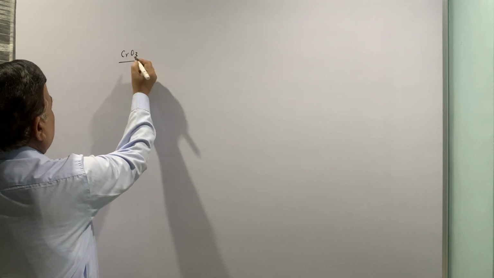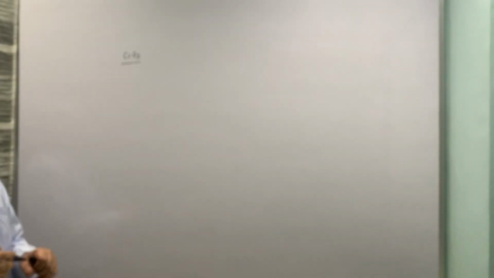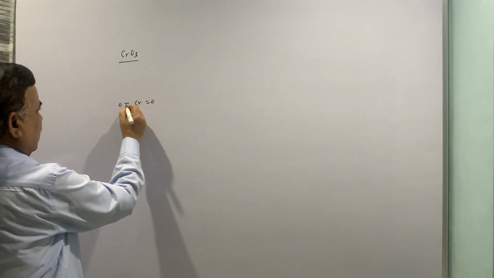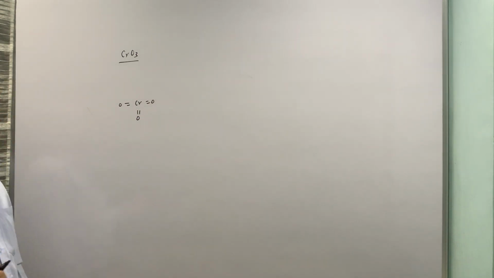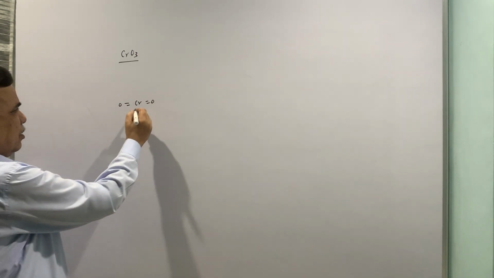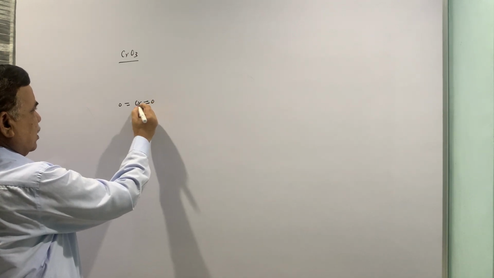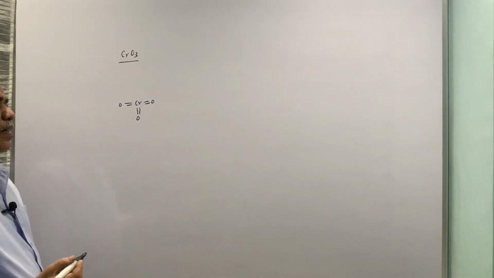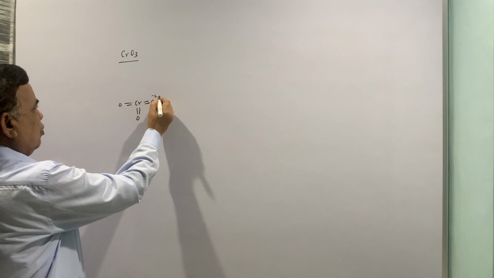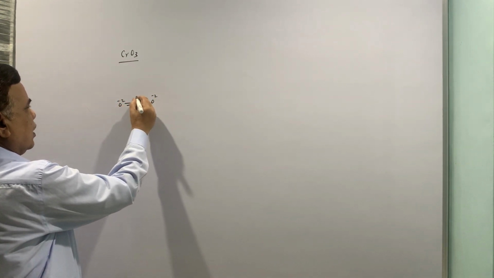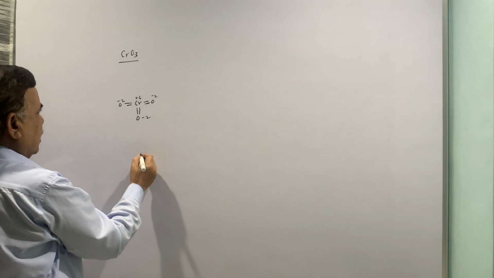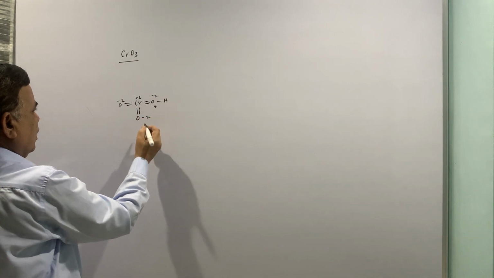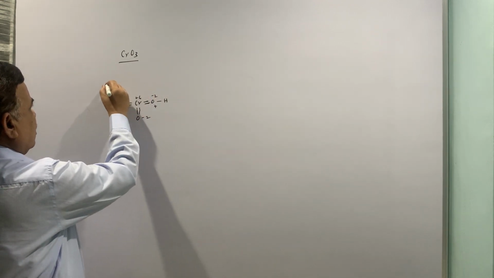So first of all, chromium trioxide. Now this is a classical reagent in which your central metal chromium is bonded to 3 oxygens by virtue of double bonds. So let me put double bonds starting from here, there is no gap, and the oxidation state of chromium is +6 here. So -2, -2, -2, and this is +6. And in presence of acid this works, so I am putting H plus.